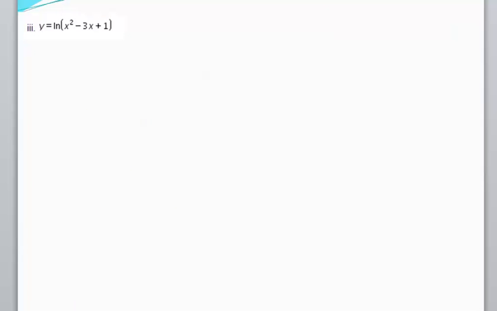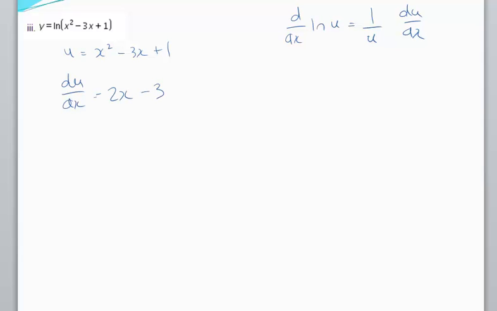Again, we're going to write our formula here at the top: d on dx of the natural logarithm of u is equal to 1 on u, du on dx. We're going to write this one out because it's a bit more complicated. We've got u equal to x squared minus 3x plus 1. Du on dx becomes 2x minus 3. So now we have our u and our du on dx, we can work through this one.